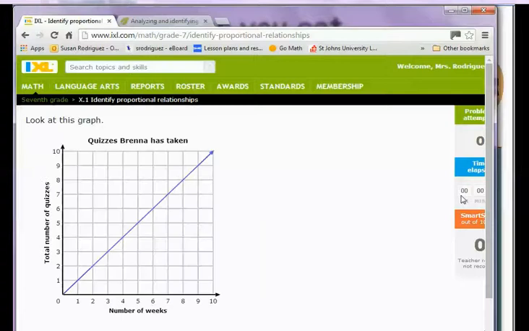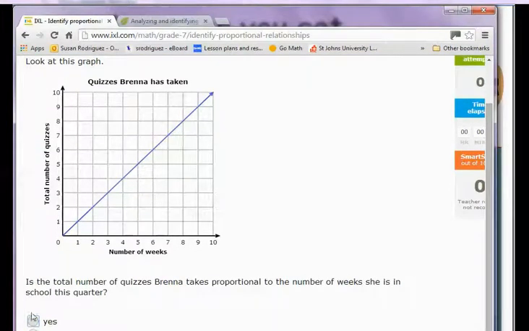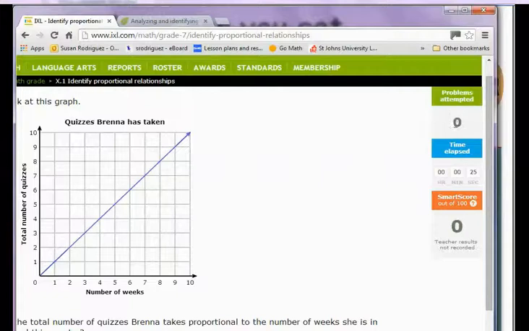So if I click on that, a question appears. The question is: is the total number of quizzes Brianna takes proportional to the number of weeks she is in school this quarter? So you'd have to look at the question, try to figure out what your response would be, and then answer either yes or no. If you answer the question correctly, over here the problems attempted will update, and the number of seconds and minutes that it's taken you, the time elapsed, will also update. If the question is answered correctly, you'll get another question in the same category that is a little bit more difficult than the previous question, just to challenge you. If you answer the question incorrectly, you will get another question in the same category, but before you get the second question, you will have a detailed explanation of the first question to help you understand where your error was. You will get another question at the same level until you get the question correct.